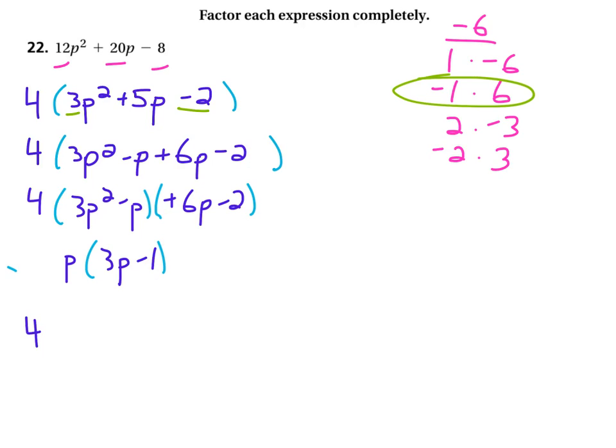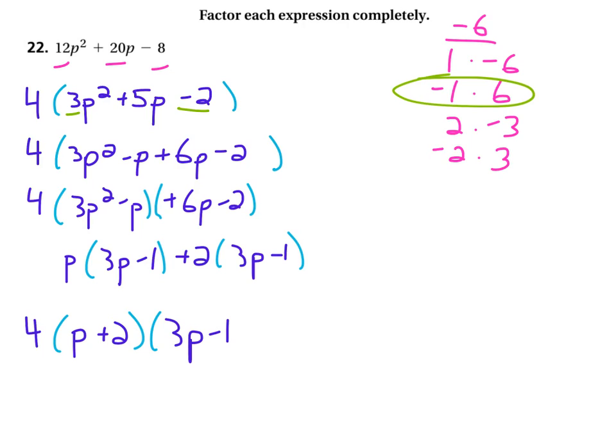What can we factor out of 6p minus 2? We can factor a 2 out, a positive 2. And then what do we get left over? 6p divided by 2 is 3p, and -2 divided by 2 is -1. Great. Because we got 3p minus 1 inside of both of them. So then we've got as our final answer, 4 times, and we're going to write the two things we factored out, p and positive 2. That becomes our first parentheses. And then our next parentheses is what was left inside each time, 3p minus 1.